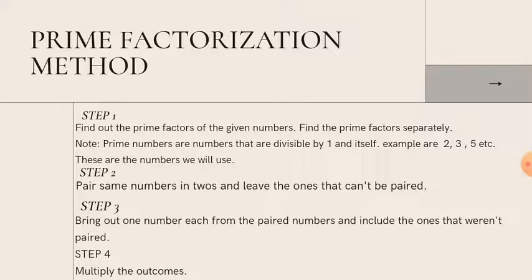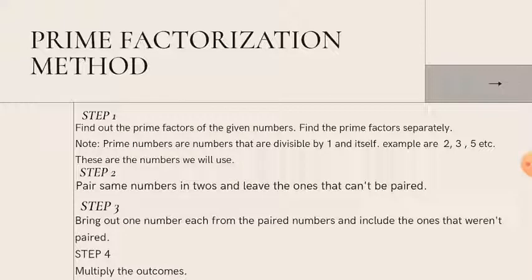Now let's look at the first method, which is the prime factorization method. Step 1. Find out the prime factors of the given numbers. Find the prime factors separately. Now note, prime numbers are numbers that are divisible by 1 and itself. Examples are 2, 3, 5. These are the numbers we are going to be using in dividing. We are going to be dividing with prime numbers only to find our prime factors.